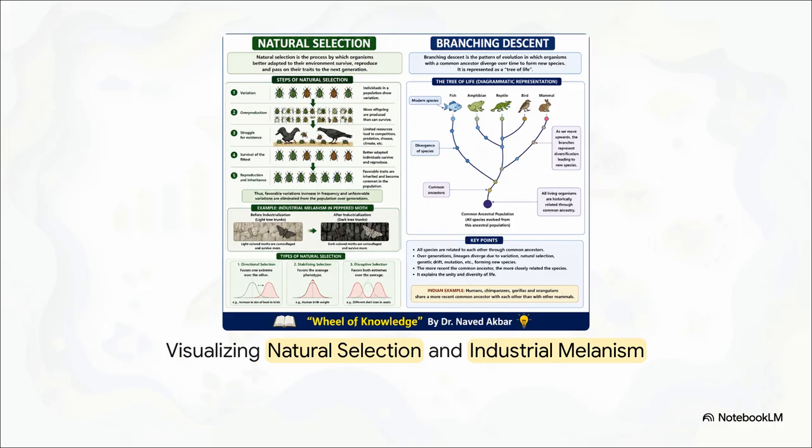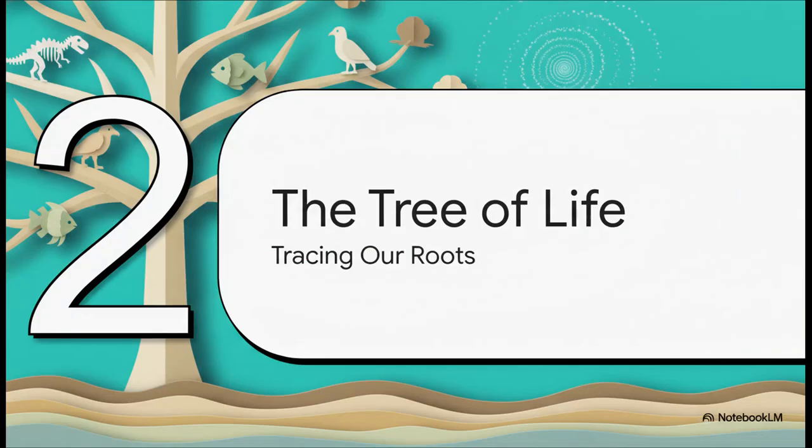And below that, we have the absolute classic example, industrial melanism in the peppered moth. Before industrialization, light-colored moths were perfectly camouflaged against tree trunks. But once factory smoke darkened those trunks, the dark-colored moths suddenly had the advantage. Nature literally selected the darker traits for survival. It's brilliant.